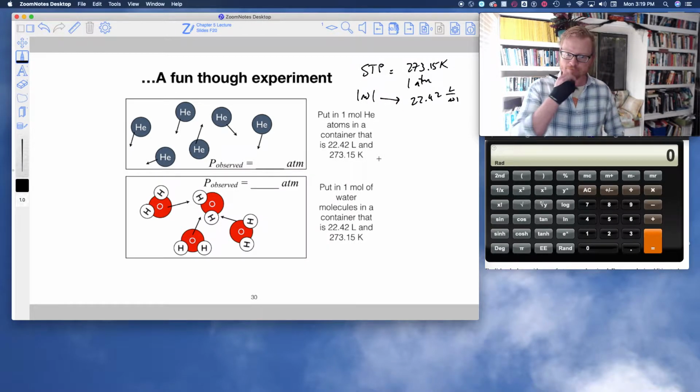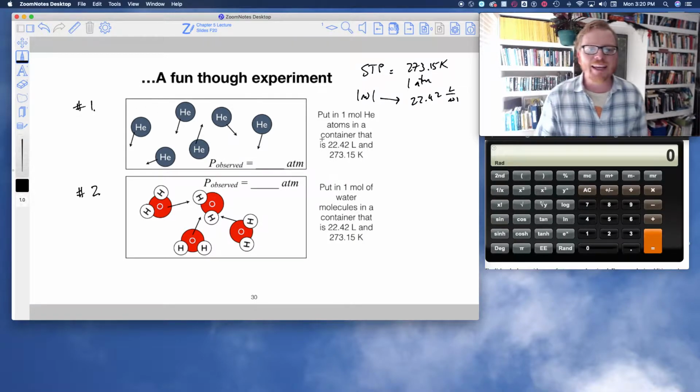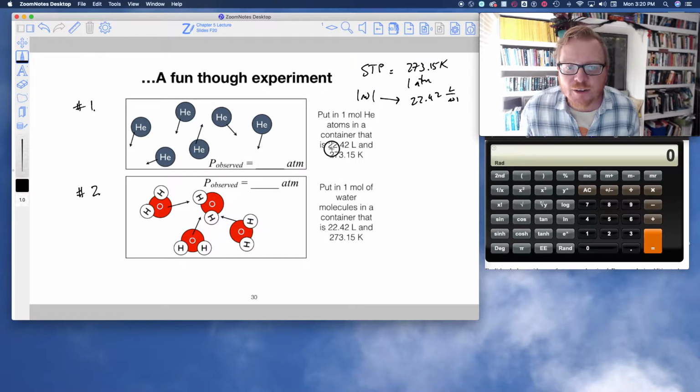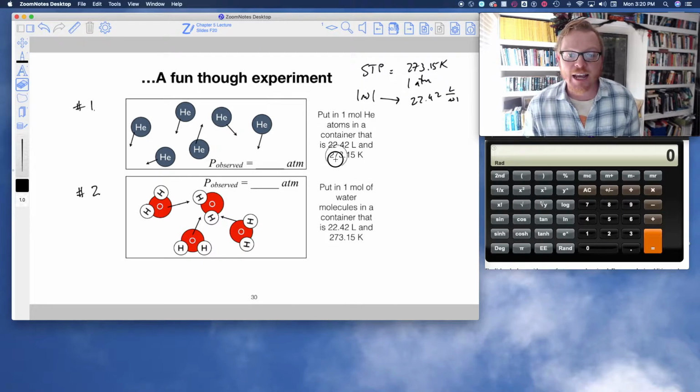Okay? So here's our thought experiment. Suppose now we take 2 containers. So we're going to say this is experiment 1 and experiment 2. Okay? So first let's do experiment 1. We take a container, and the container is, just bear with me, this is why this is a thought experiment. I'm going to erase that because it's hard to see it. The container is exactly 22.42 liters.